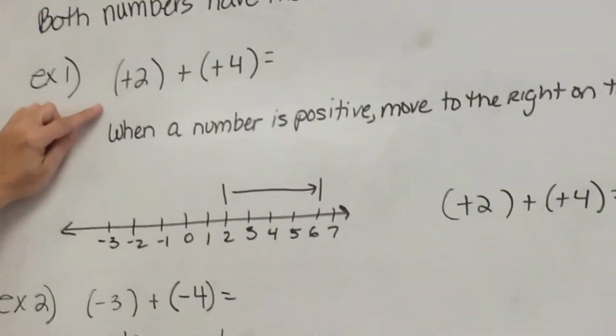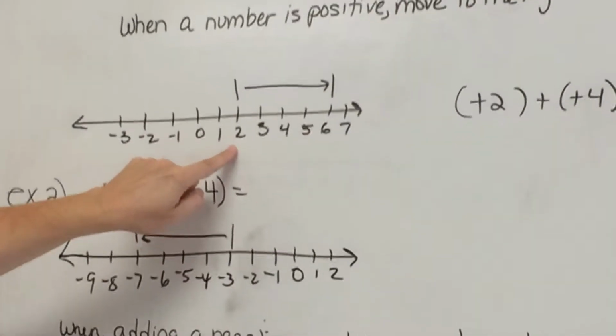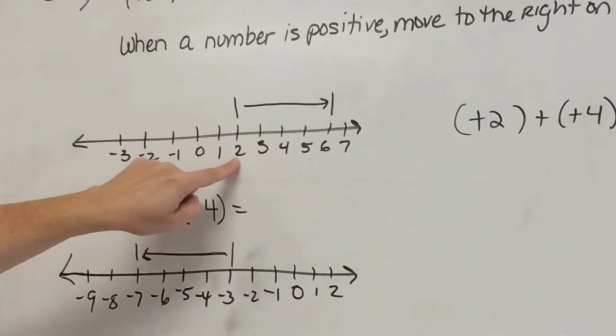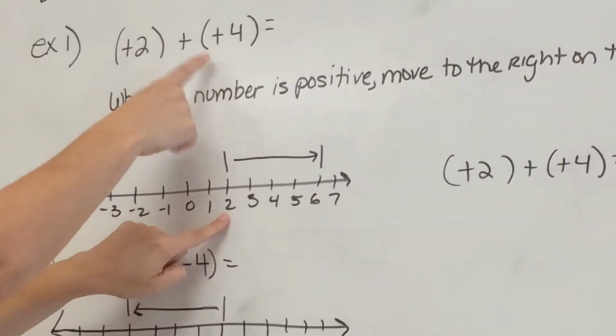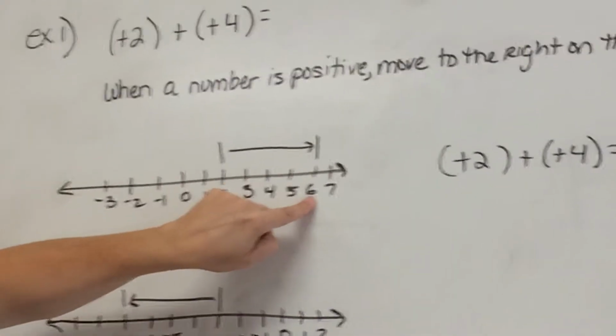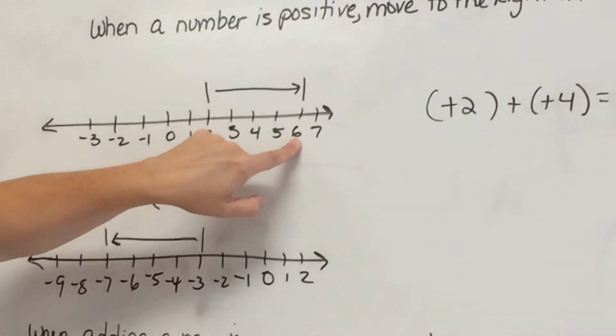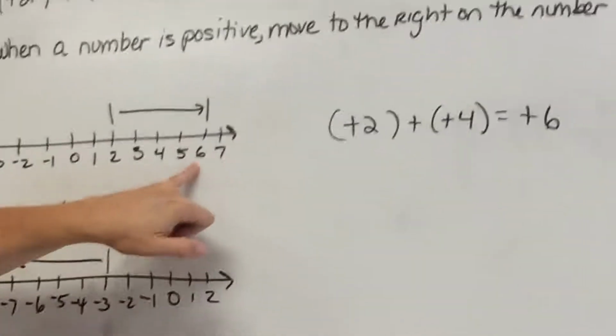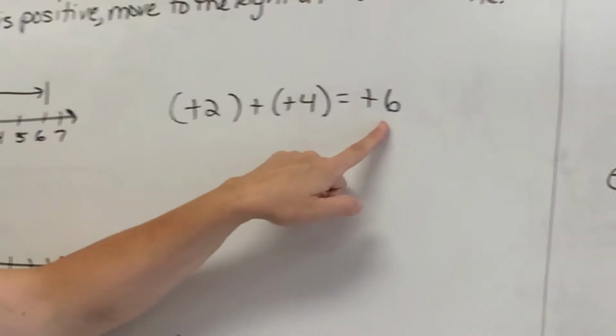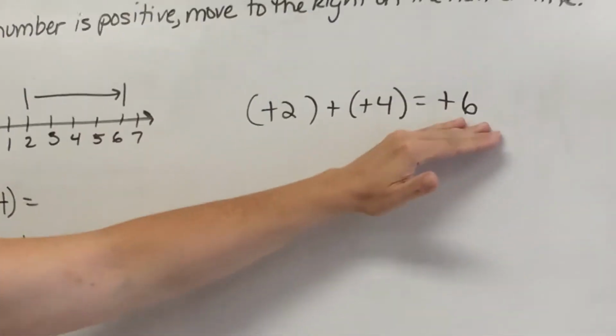So if you're at 2 and you want to go 4, you start at 2, and I'm going to go 4 to the right because it's positive 4. 1, 2, 3, 4. I end up at 6. So this is by number line. A positive 2 plus a positive 4 equals a positive 6. You know that anyways, but this is just a simple one.